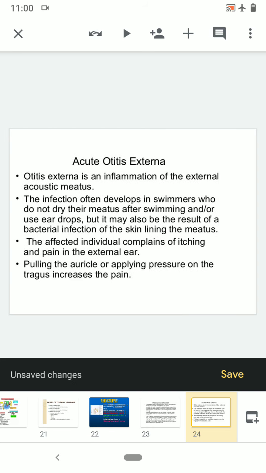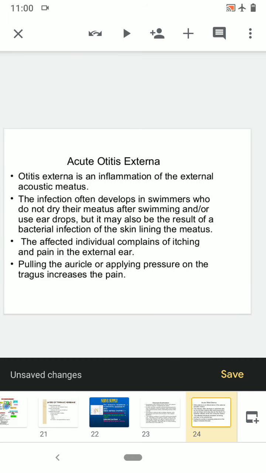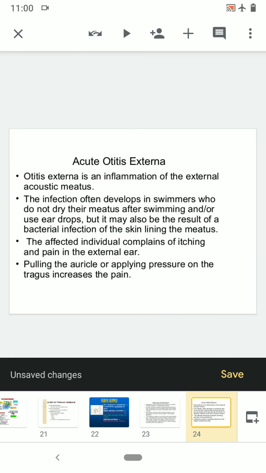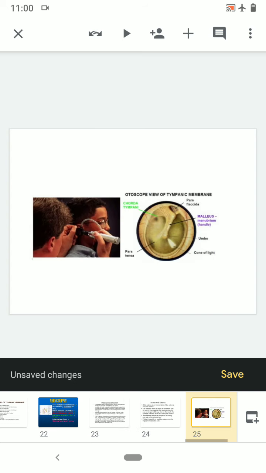Okay, now coming to acute otitis externa, which is an applied aspect, also called swimmer's ear. It is an inflammation and infection of the external acoustic meatus, and pulling of the auricle or pressure over the tragus can cause pain. It needs treatment, and it also causes itching, mainly in cases where you are not keeping the external ear dry, and this can lead to acute otitis externa.